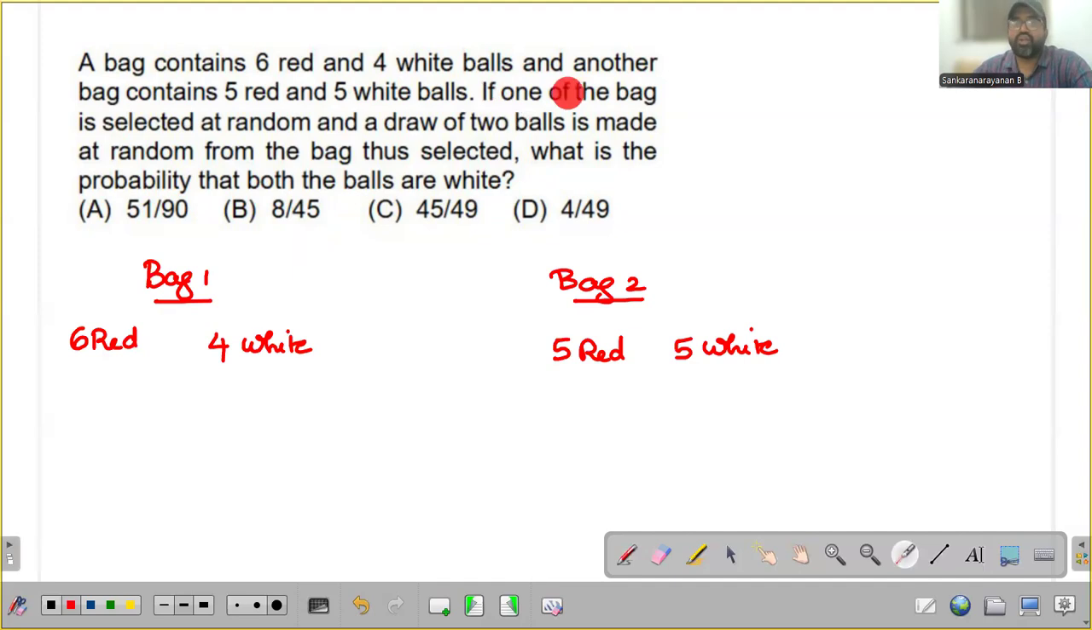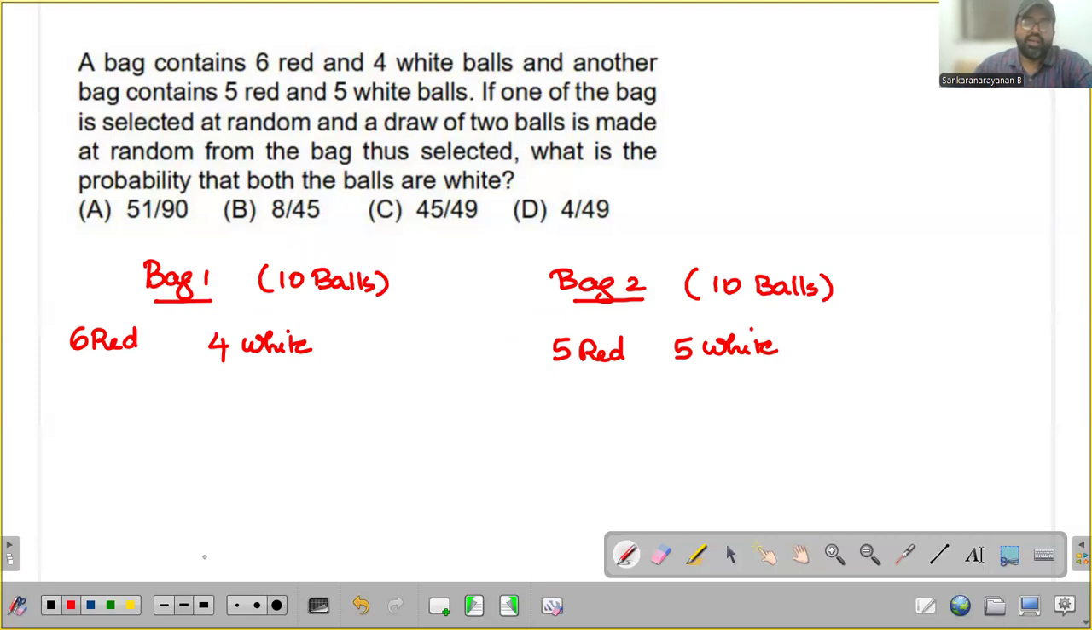Okay, balls. Now look at this. If one of the bag is selected at random, and a draw of 2 balls is made at random from the bag thus selected. What a question, right? What is the probability that both the balls are white? So we can see here bag number 1, 6 plus 4, 10 balls are there. Bag number 2, 5 plus 5, 10 balls are there. Okay.